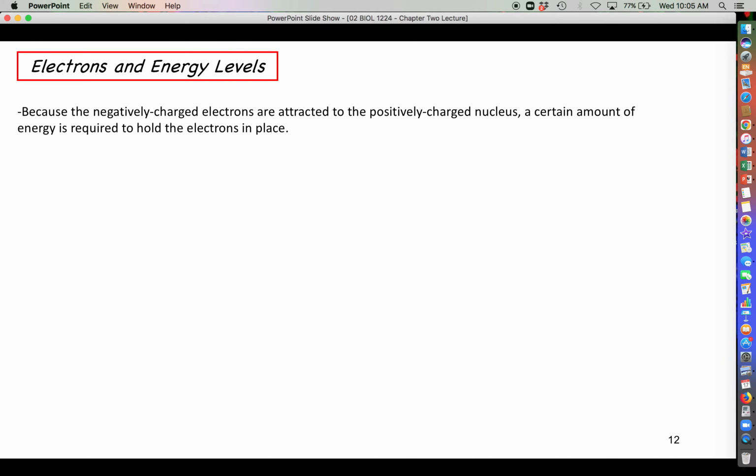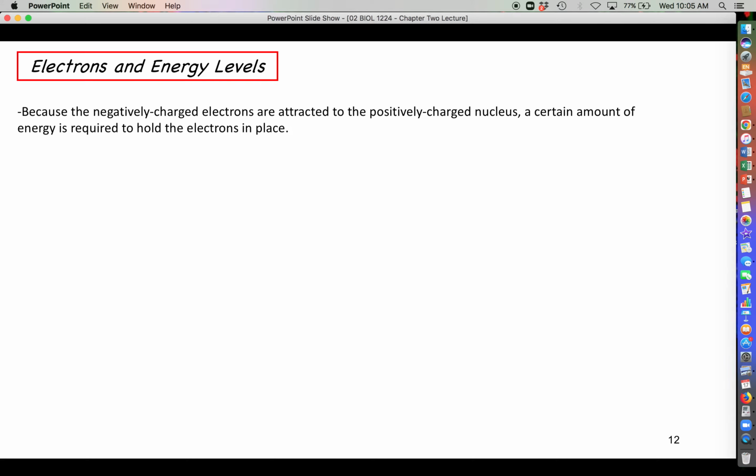Okay, so the last thing that we're going to discuss in this section of Chapter 2 is electrons and energy levels. So we need to have this conversation because electrons, like we said before, are not contained within the atom's nucleus. Rather, they are circulating around the nucleus in what we call electron shells or the electron cloud. One of the issues here is that because the electrons are negatively charged, they are going to be attracted to the positively charged nucleus. Remember that positive charge comes from the protons that are in the nucleus.